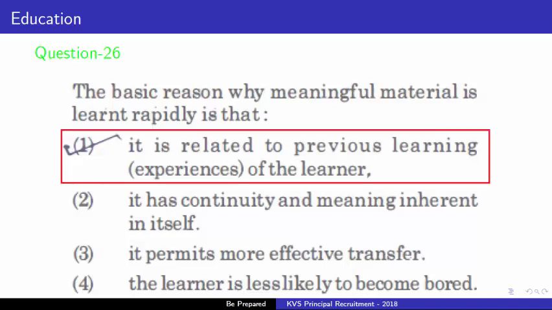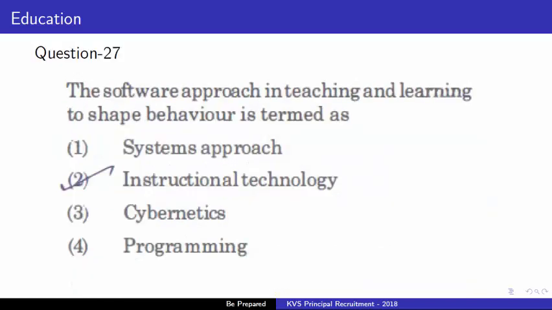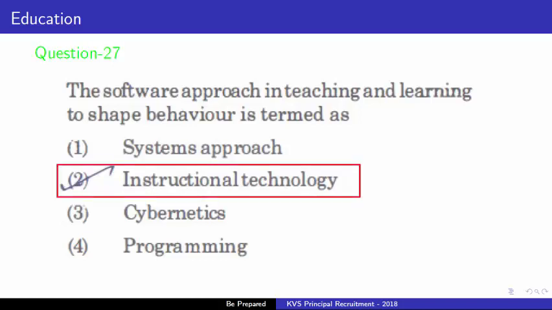The correct answer is the first option, that is, the basic reason why meaningful material is learnt rapidly is that it is related to previous learning experiences of the learner. Next question is, the software approach in teaching and learning to shape behavior is termed as, options are number 1, systematic approach, second option is instructional technology, third option is cybernetics, and the fourth option is programming. Correct answer is option second, that is instructional technology.